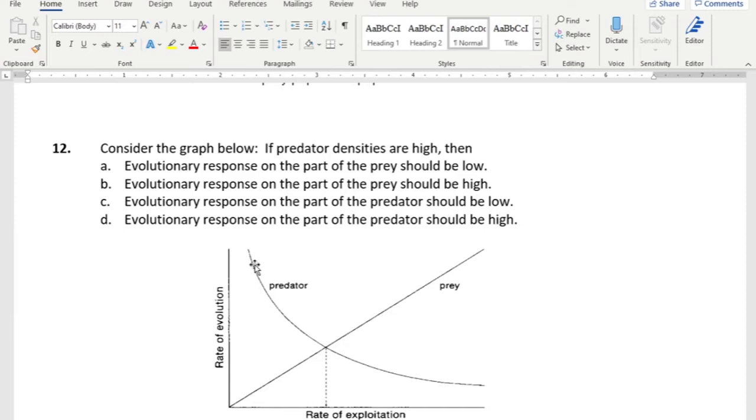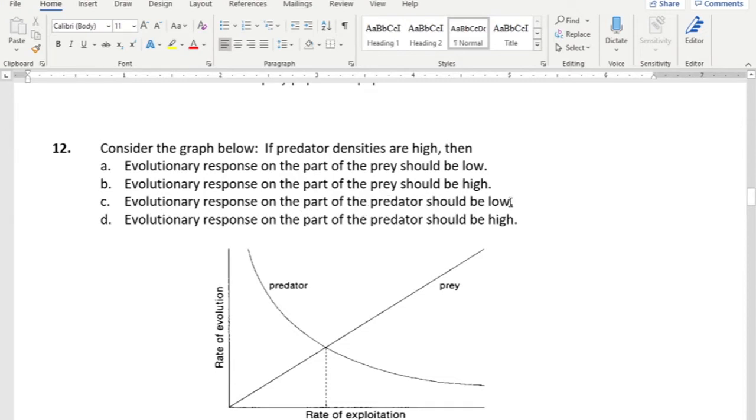All right? So if predator densities are high, then the rate of prey exploitation is going to be high, and the rate of evolution on the part of the prey should be high. So A is incorrect. So B would be a correct answer because the evolutionary response on the part of the prey should be high.